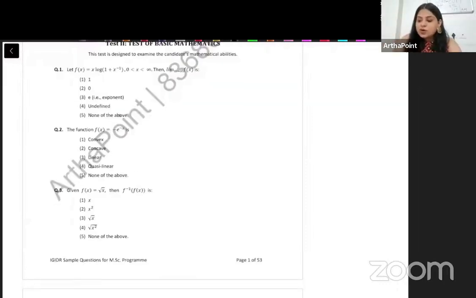Let f(x) = x log(1 + x^-1). Find what happens as x tends to infinity.